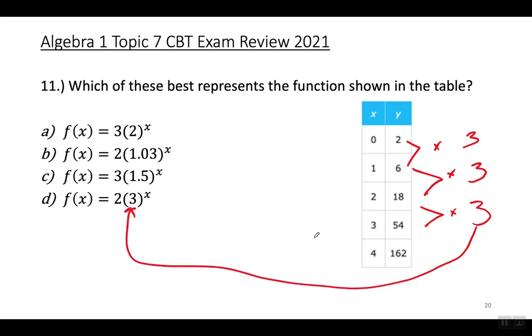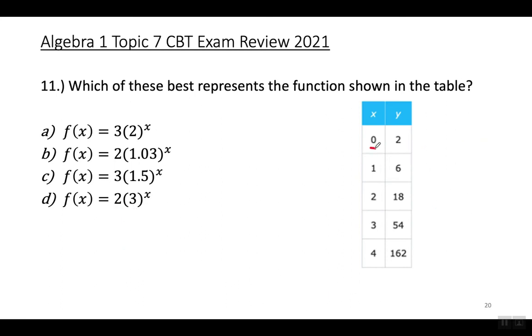Okay? And remember I said this is the initial amount? Guess what? The initial amount is the y-intercept, or when x equals 0. When x equals 0, y equals 2. Look, I'll test it out so you can see what I mean. When x equals 0, what's 3 to the 0 power? 1. 1 times 2 is 2. So when x is 0, the number that's here is the initial amount, which goes right here.